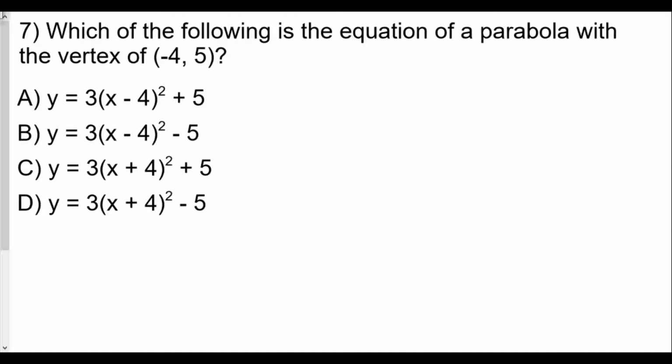Number 7. Which of the following is the equation of a parabola with the vertex negative 4, 5? Now, you could, if you want to, use your graphing calculator and graph all of them and see which one has the vertex of negative 4, 5. That's fine. However, probably the more efficient way is knowing the vertex form of a parabola.